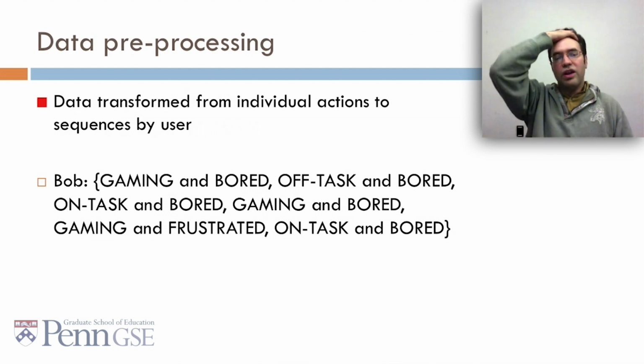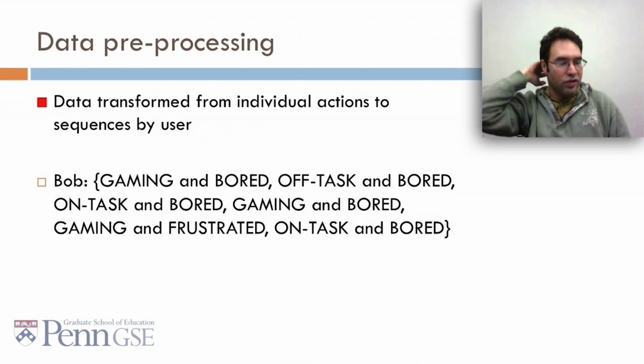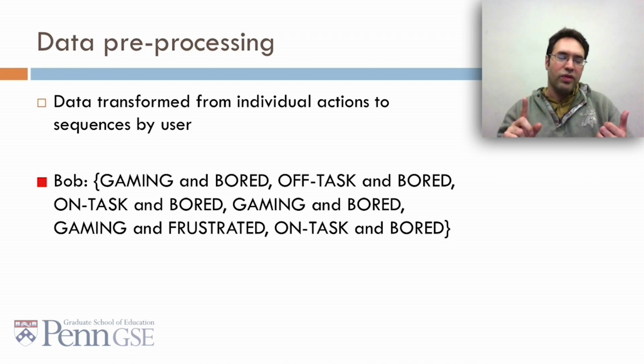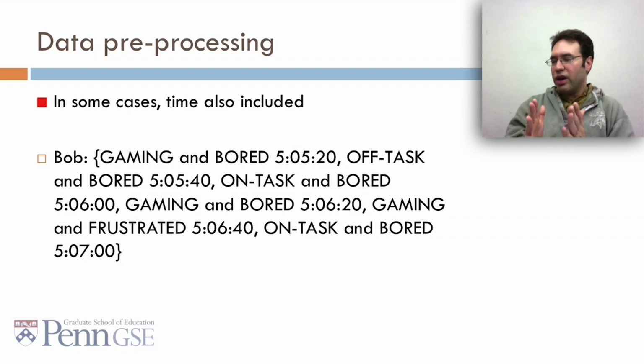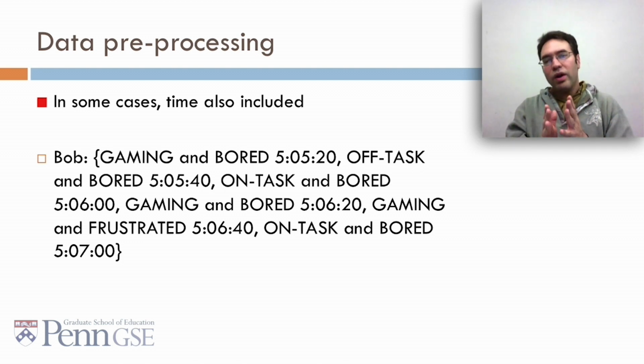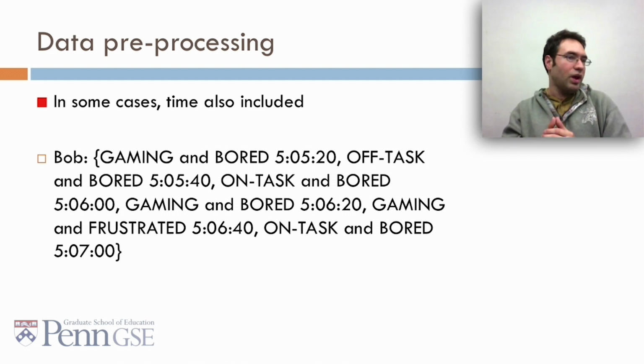In this approach, data is transformed from individual actions to sequences by user. So for example, we say Bob has gaming and bored, then he has off-task and bored, then he has on-task and bored, and so on. And we can also perhaps include time that may be relevant. We may not just want to look at number of sequence items apart, actions, for the if-then rules. We may want to look at time. Maybe we want to look at rules that occur within a 1 minute time window, or 20 seconds, or 1 year.